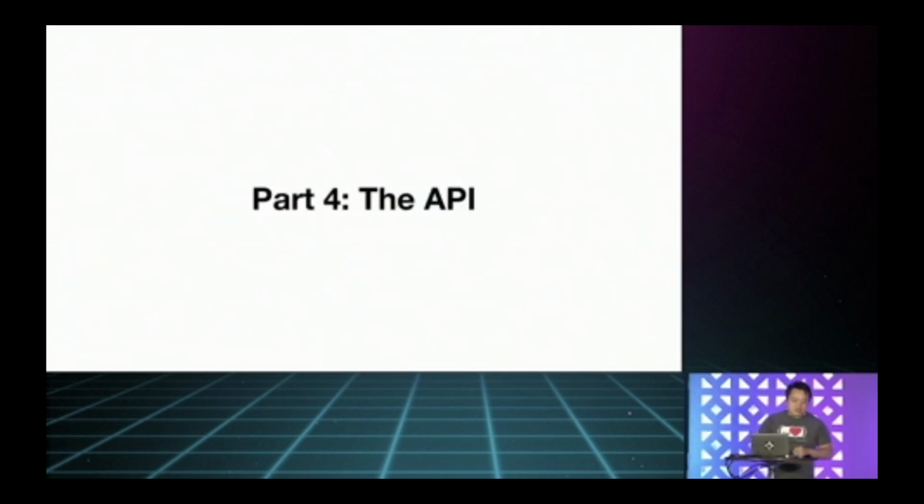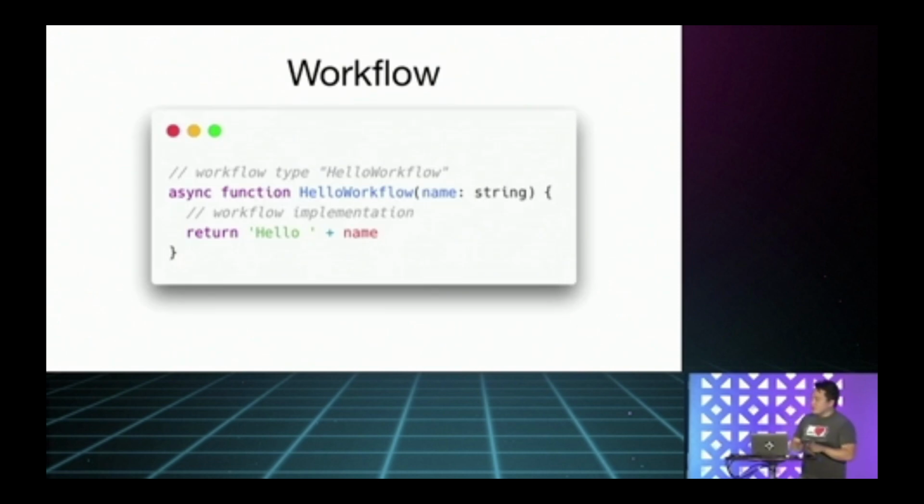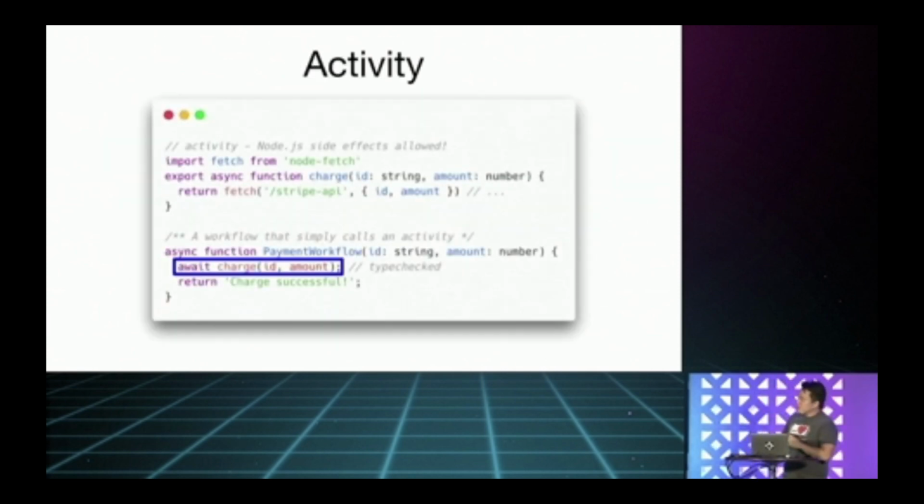All right, so finally, we're going to introduce the API. So here's a simple workflow. Just like React components, a Temporal workflow is just a function. It's an asynchronous function that takes in some inputs and returns some outputs. Inside of a workflow, you're allowed to do certain stuff. So for example, we can call an activity.